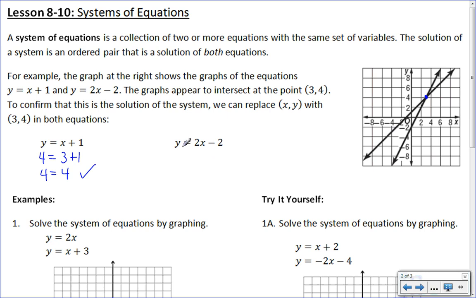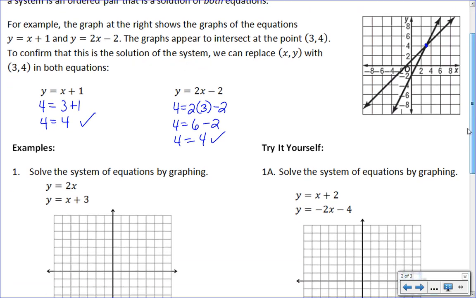Let's check it in the second equation. So we're going to replace y with 4, and we'll replace x with 3. So 2 times 3 is 6. Minus 2 is 4. So again, this was a solution in this equation. So this is the solution of the system. It's a solution of the equation y equals x plus 1, and it's a solution of the equation y equals 2x minus 2. Now normally we won't be verifying solutions, we'll actually be trying to find solutions, but this was basically just to show you what it means for something to be a solution of a system.